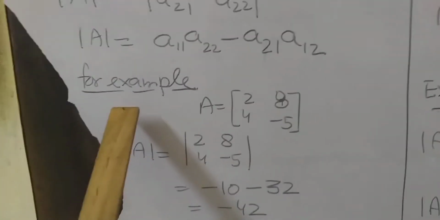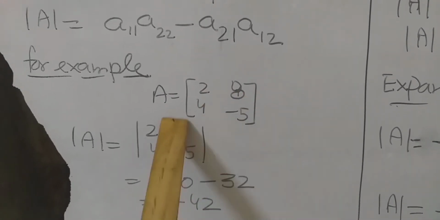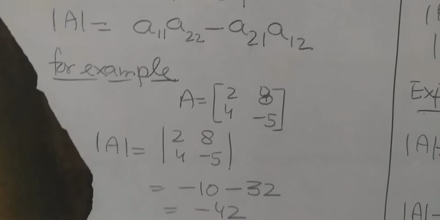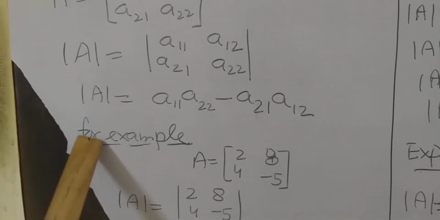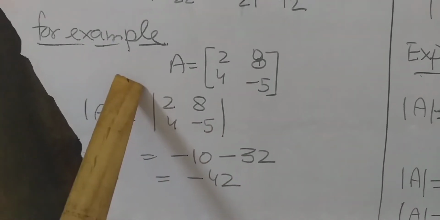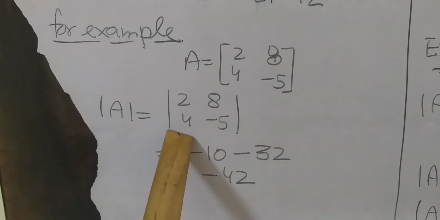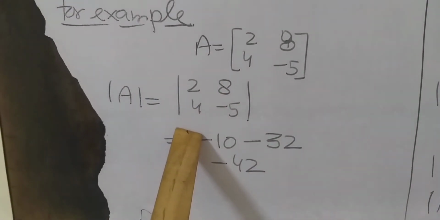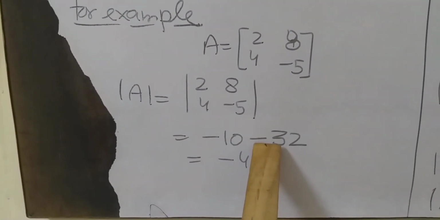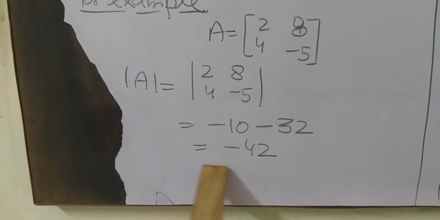So students, let us take one example. A equals 2, 8, 4, minus 5. We have to find out its determinant. So determinant of A, first multiply 2 by minus 5, so minus 10. Then we have to multiply 4 by 8, 4 8s are 32. And we put minus sign between them. Minus 10 minus 32 equals minus 42.